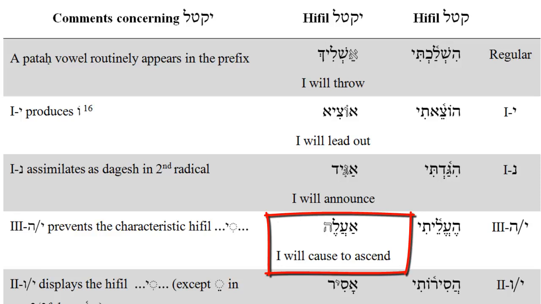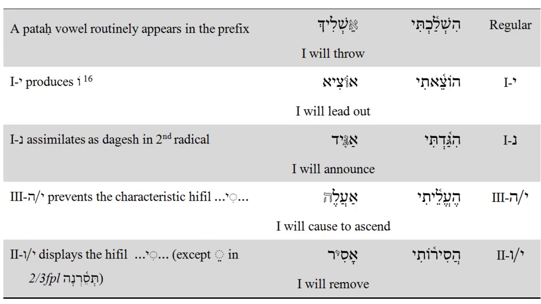Next, consider verbs which are third yod-he. These verbs will prevent the characteristic Hifil infix vowel of hirik yod. So with the sample verb a'aleh, notice that after the second radical, lamed, we do not find a hirik yod, but rather segol he. Finally, consider verbs whose shoresh consists of a yod or a vav in the second radical, hollow verbs. In most cases, these will display the hirik yod, as in the verb asir.